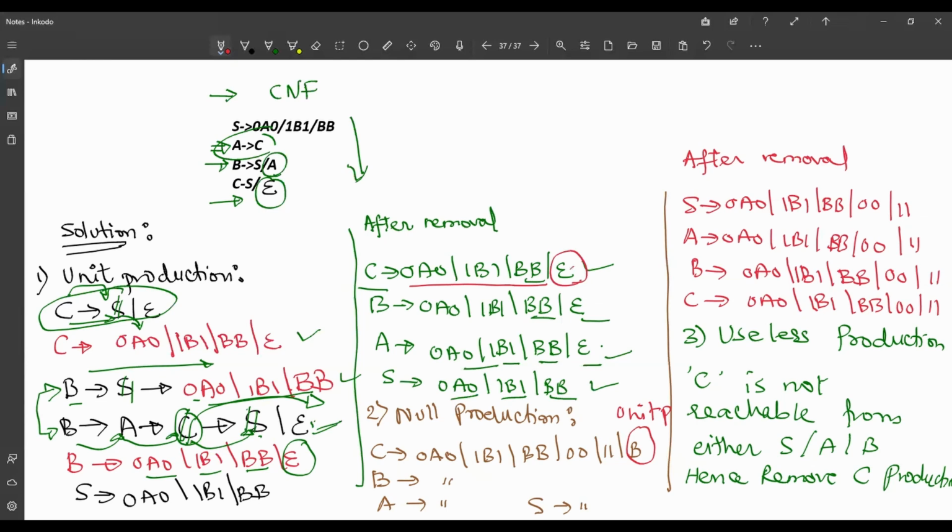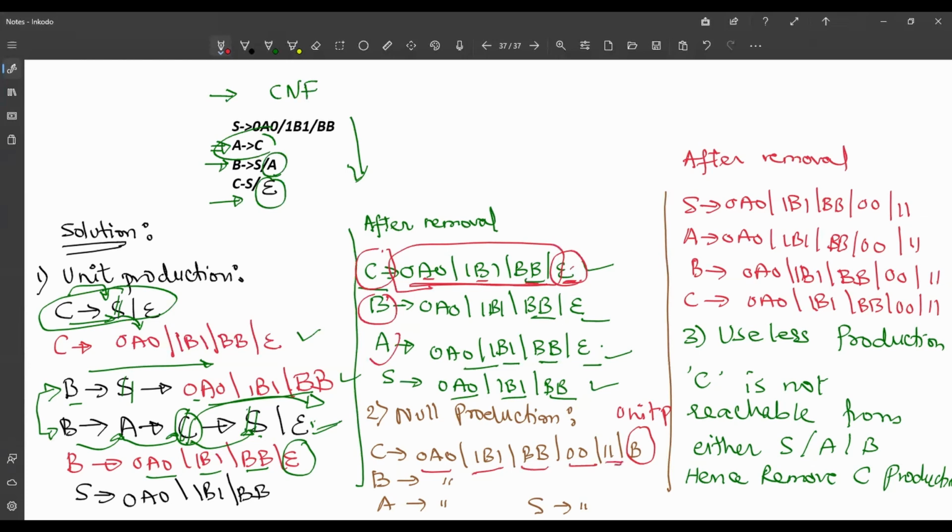A has an epsilon value, B also has the epsilon value, plus C also has the epsilon value. So in the production of C, we have A also, we have B also, we have B two times. First of all, in order to remove the null production, we will write the production as it is. So these three values will be written as they are, like 0A0, 1B1, and BB. Now we are going to substitute the value of epsilon in this production. If we put epsilon for A, we will get 0 0, and after putting epsilon for B in 1B1, we will get 1 1.